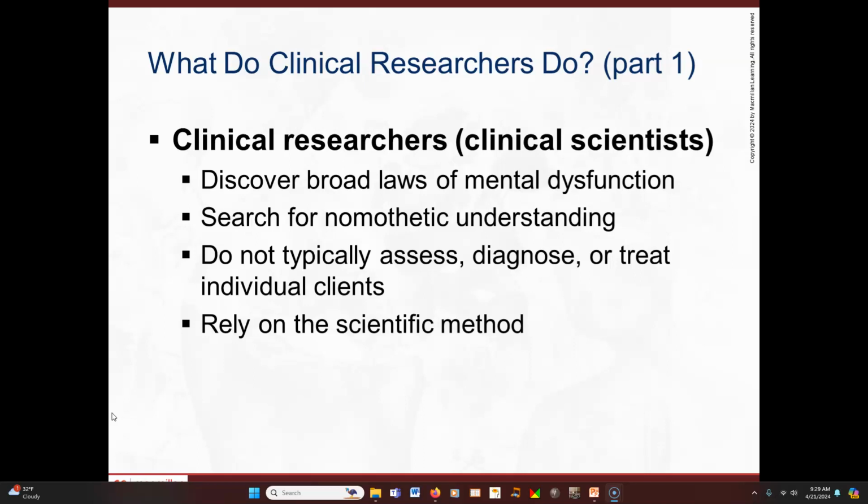Let me elaborate a little bit on this. Clinical scientists try to discover broad laws or principles of mental dysfunction. They want to get a general, nomothetic understanding of the nature, causes, and treatments of psychopathology across individuals. Except for research purposes, they don't assess, diagnose, or treat individual clients. That is the job of the clinical practitioners.